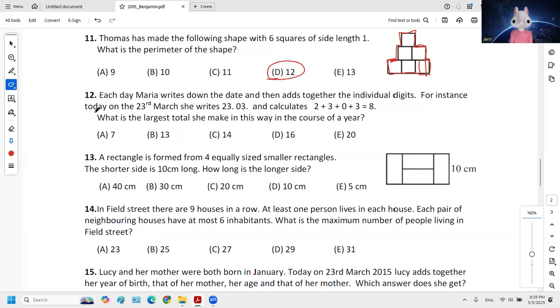Question number 12. Each day, Maria writes down the date and then adds together the individual digits. For instance, today on the 23rd March, she writes 23.03 and calculates 2 plus 3 plus 0 plus 3 equals 8. What is the largest total she makes in the course of a year?